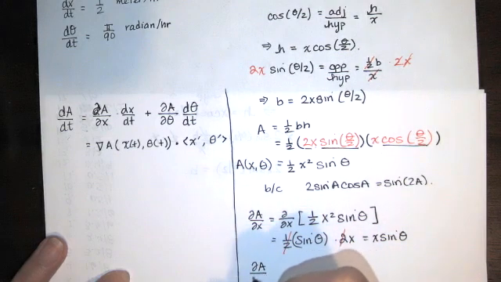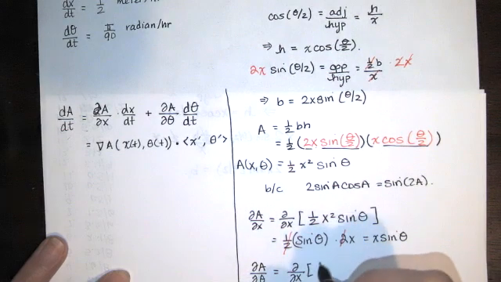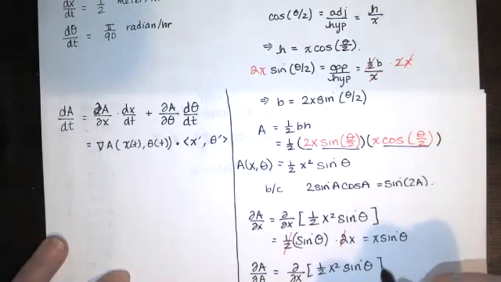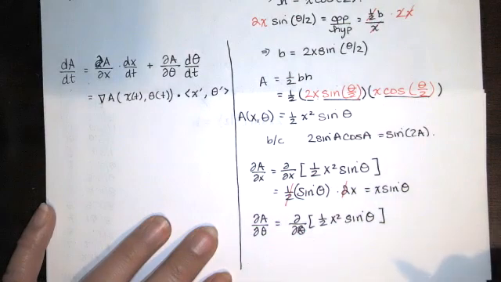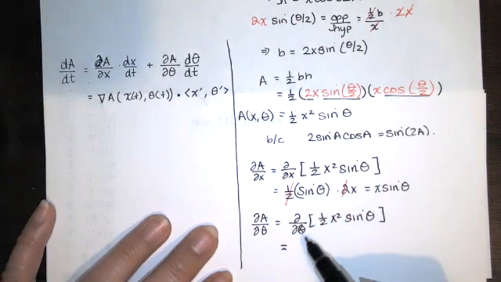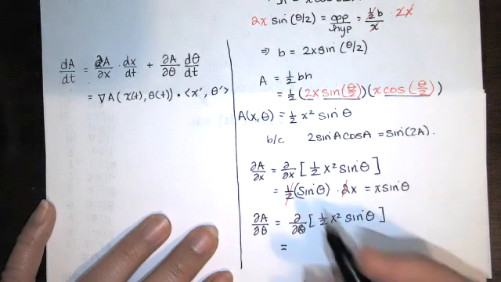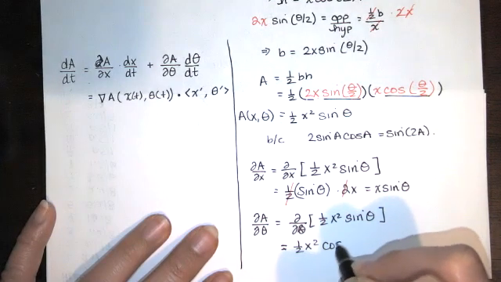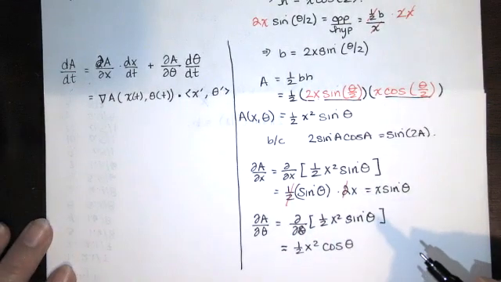And then the partial derivative of A with respect to theta is handled very similarly. This is a constant times sine of theta as far as we're concerned when we're taking the partial derivative with respect to theta. The derivative with respect to theta of a constant times sine of theta is that constant times the derivative of sine of theta, which is cosine of theta. So those are our partial derivatives.